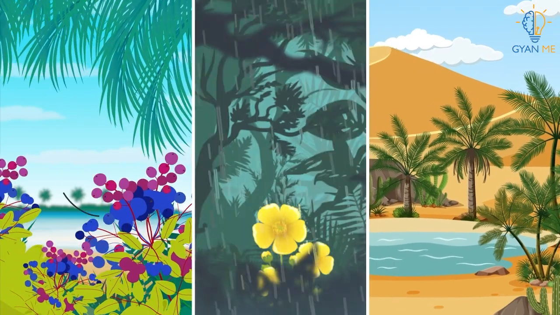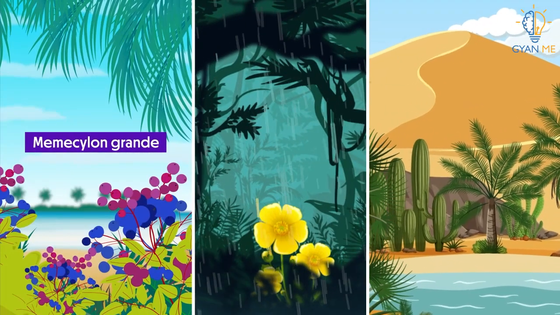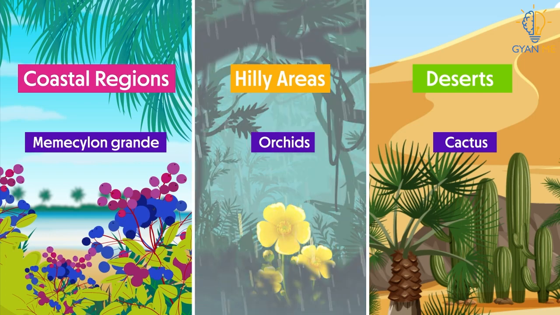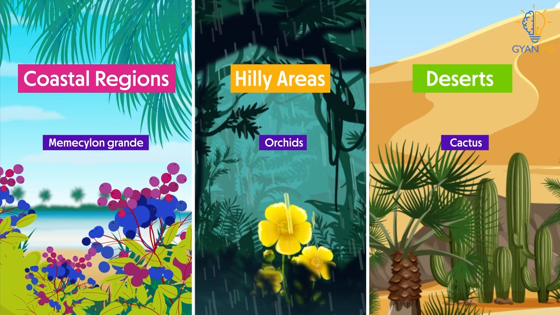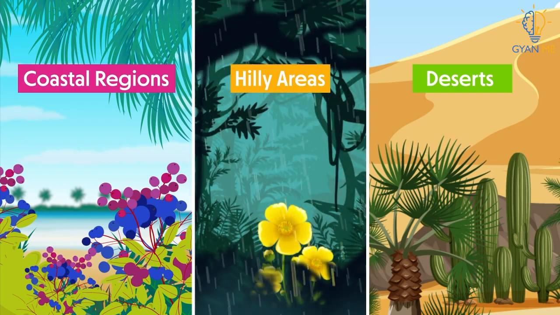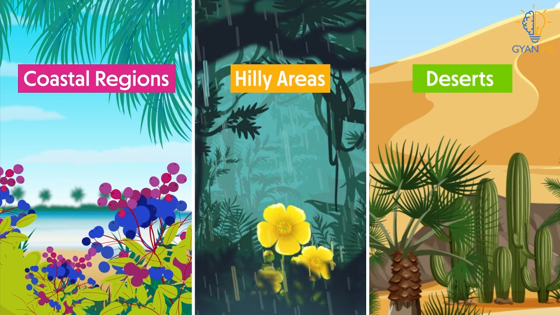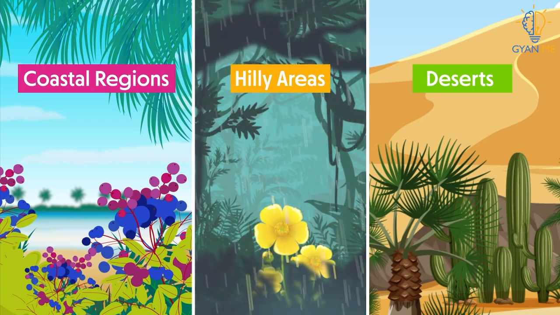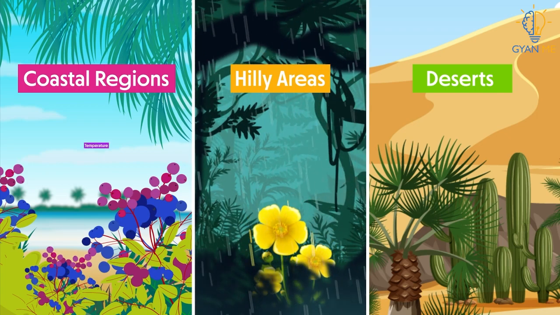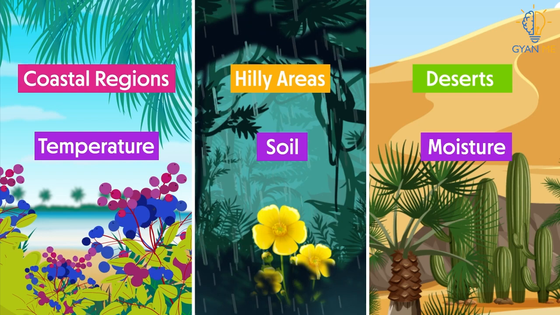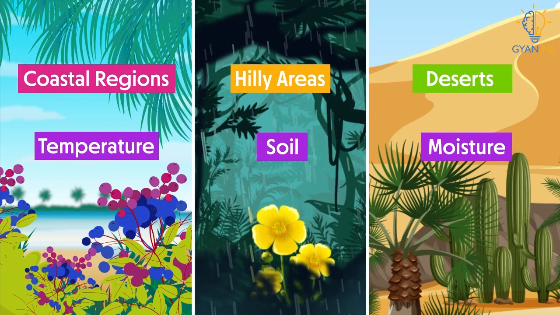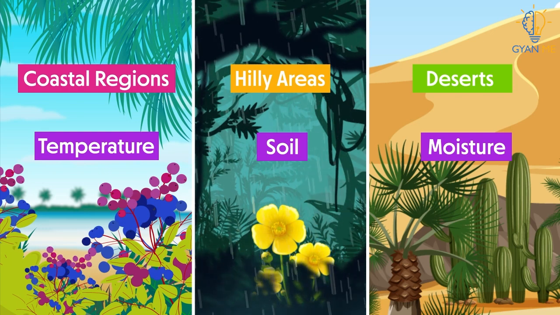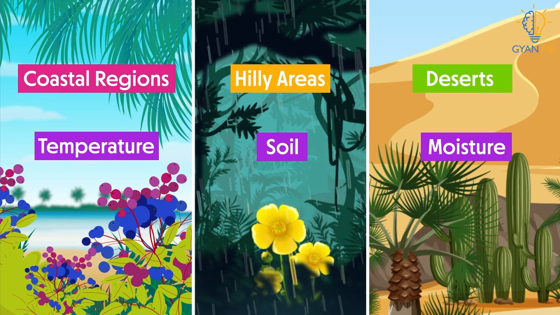For example, you must have observed that plants of coastal regions, hilly areas, and deserts are distinctly different from each other. Do you know why? It is because each one grows in different abiotic environment, that is, between different abiotic components like temperature, soil, and moisture. Thus, we see that abiotic components affect the growth and reproduction of biotic components in that ecosystem.